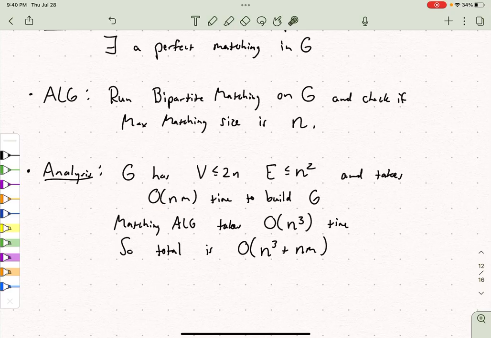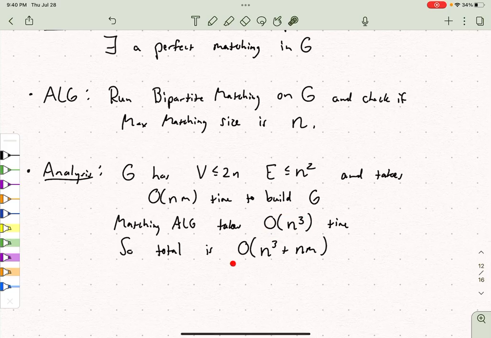But in this problem, if m is really big, this could be the dominant running time. So we have to be careful of how long it takes to build G here. The matching algorithm is going to take O of n cubed time, because we just know the matching problem takes O of e times v, and these are n squared and n, so we get n cubed.